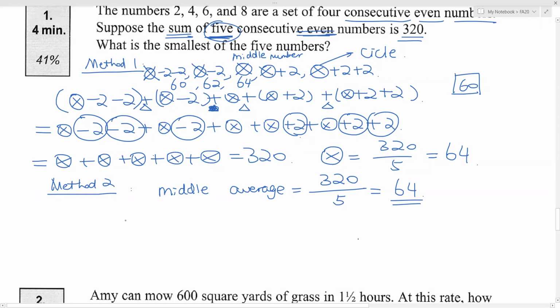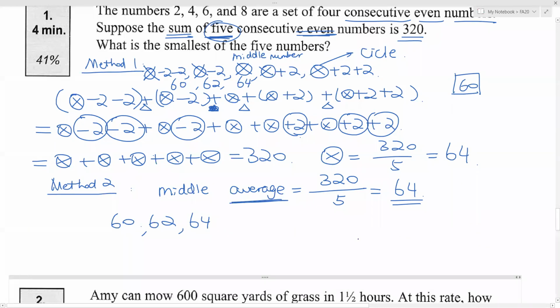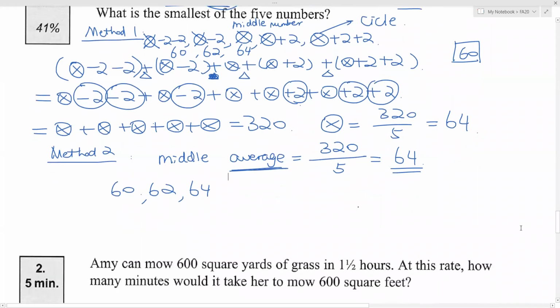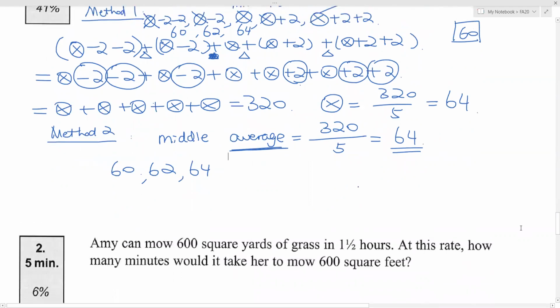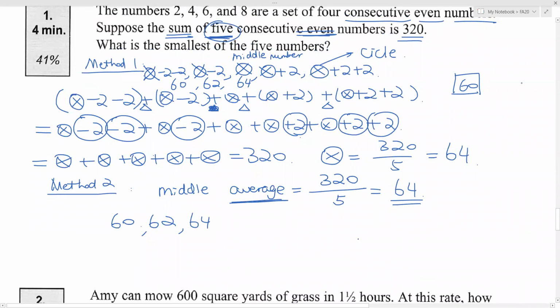And then I went back the same way. 64, 62, 60. So if you know that the middle number would be the average, that would be something very quick for you to figure out. But you can do method one, no problem at all. It's actually a brilliant method. So again, 60 is the answer for this question.